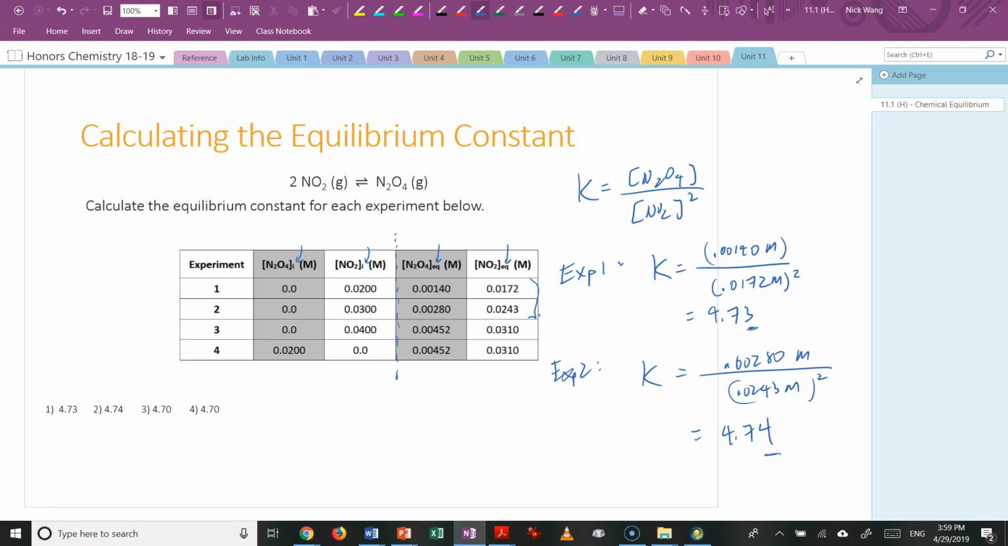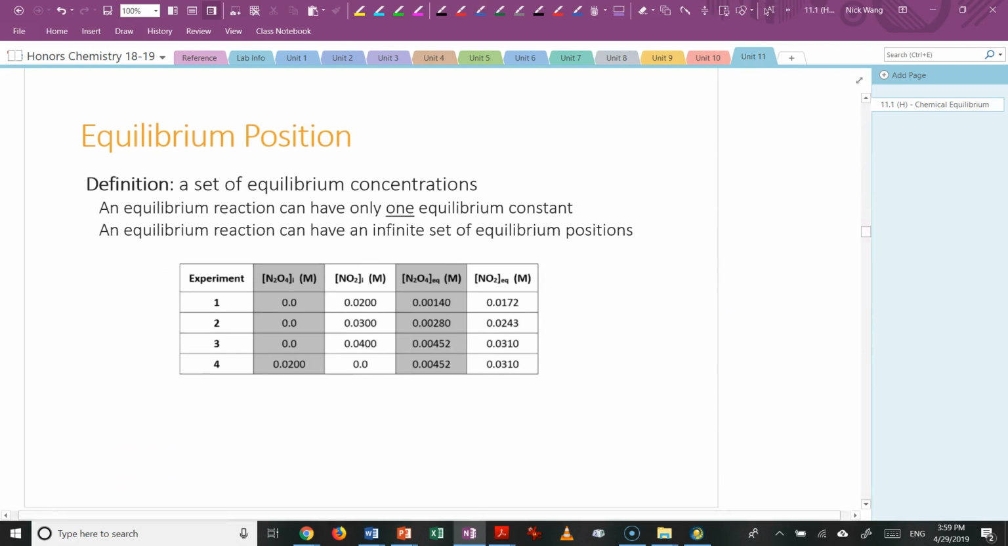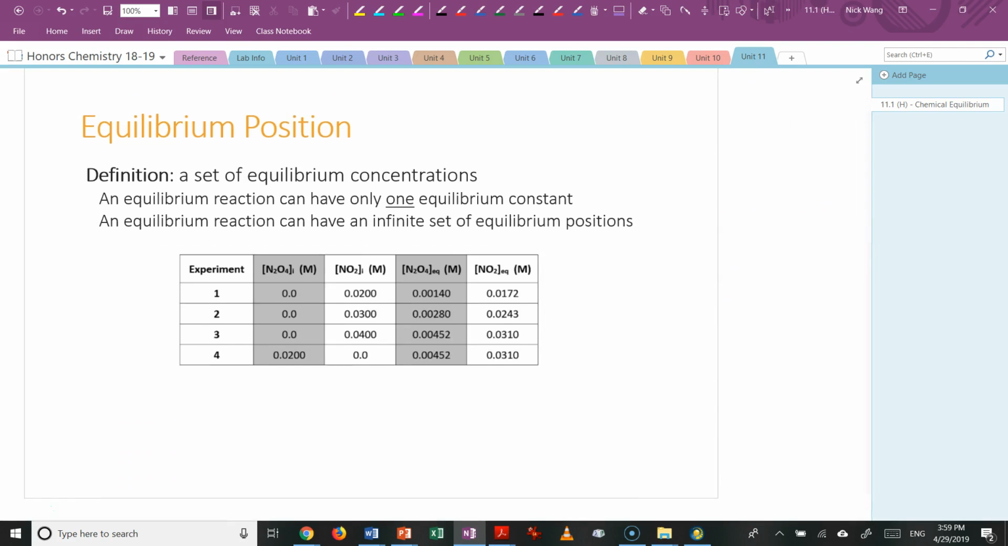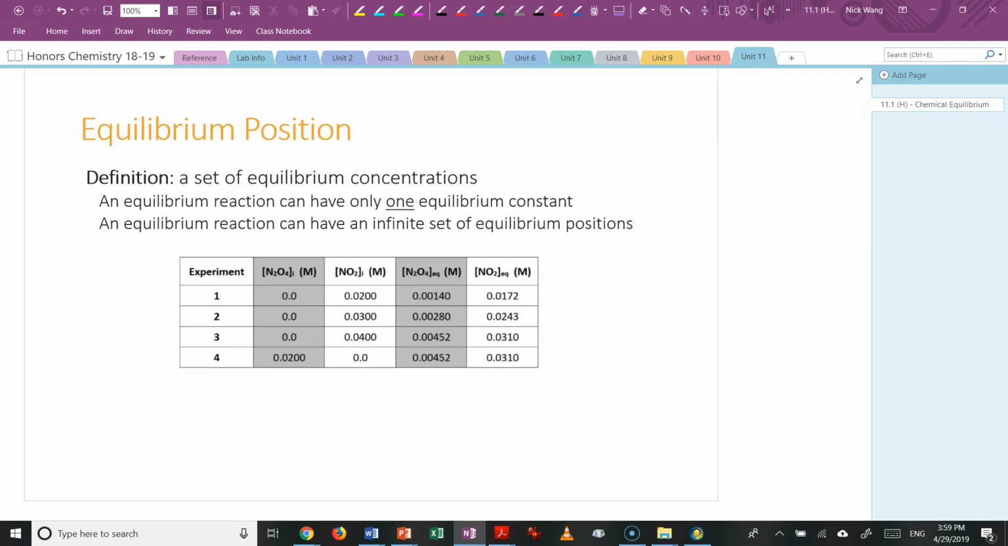That's the whole point of the work. Let's go ahead and wrap it up by talking about these ideas here. So let's talk about this idea of equilibrium position. This is basically a set of equilibrium concentrations, right? That's it. Whatever substances you have, if it's at equilibrium, those concentrations are your equilibrium position.